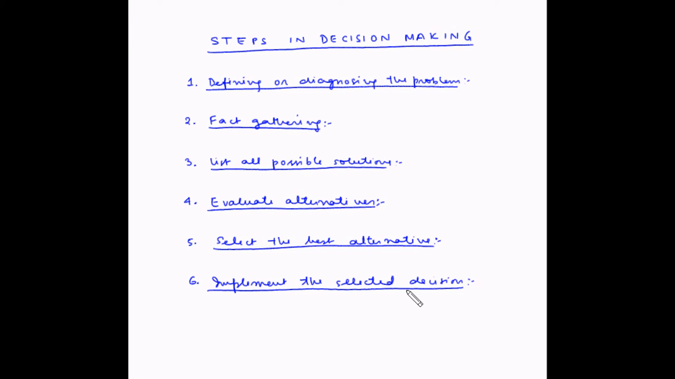Though these steps mentioned above are sequential, usually there is a lot of back and forth between the steps. For example, while trying to evaluate alternatives, the decision maker may have to go back to data collection step if he finds that he does not have all the information available.